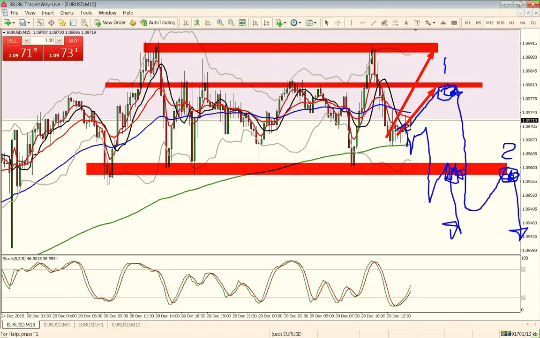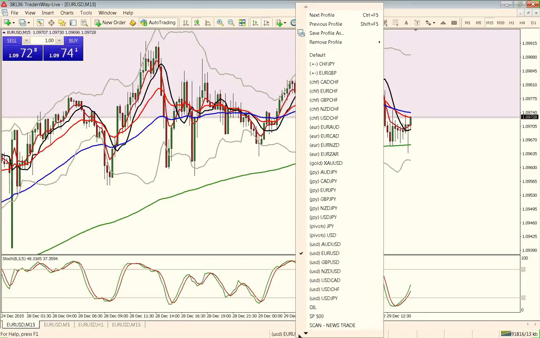All right, so that's pound dollar. Let's do USD CAD. Oh, got my drawing tool on here. All right, let's try this. USD CAD is next.